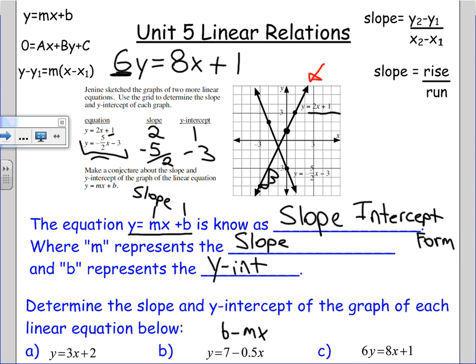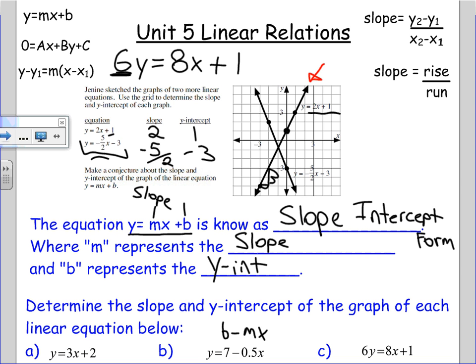Whenever this is on the other side of the equal sign, is it always over a 1? Yeah, so you can just pretend it's over a 1. Not always. I see what you're saying, you're asking if it's always going to be 1 over 6. No, it wouldn't always be.